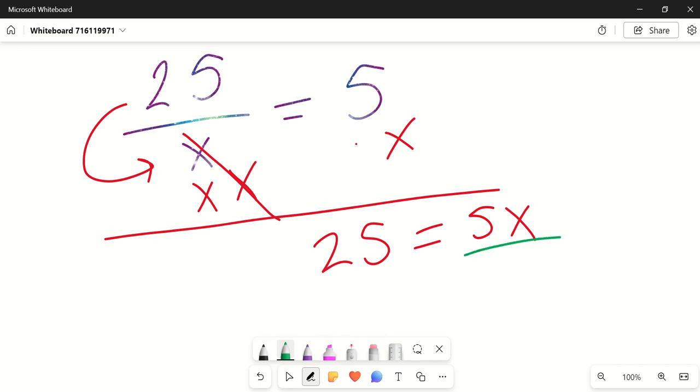So notice in this example, I'm using two different properties. This is the multiplication property of equality, right there. And now I'm using the what, ladies and gentlemen? Someone said it. Say it out loud.